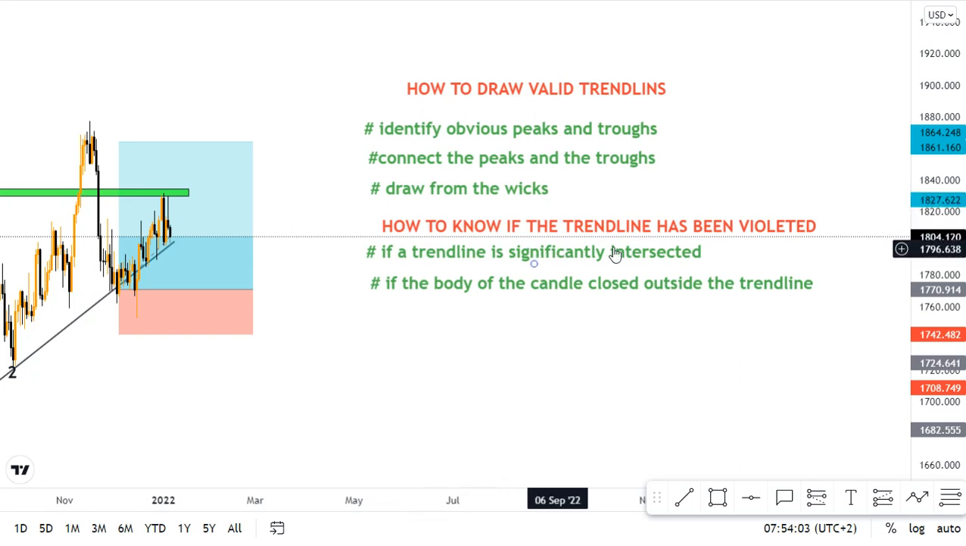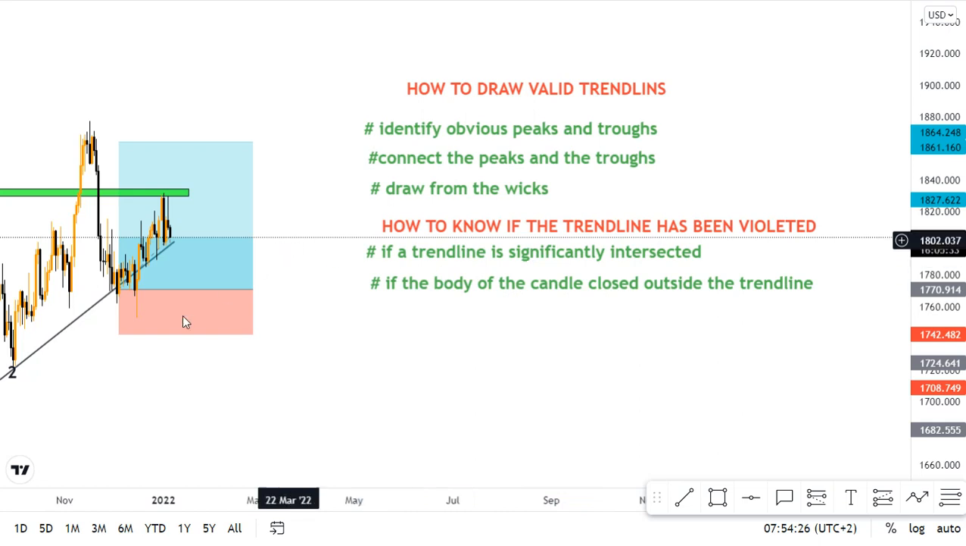So how do you know if a trend line has been violated? This is the question you also have. I say if a trend line is significantly intersected. By that I mean once a candlestick crosses massively over the trend line or below it, you need to know the direction is probably about to change. And then I say if the body of the candle closed outside the trend line.